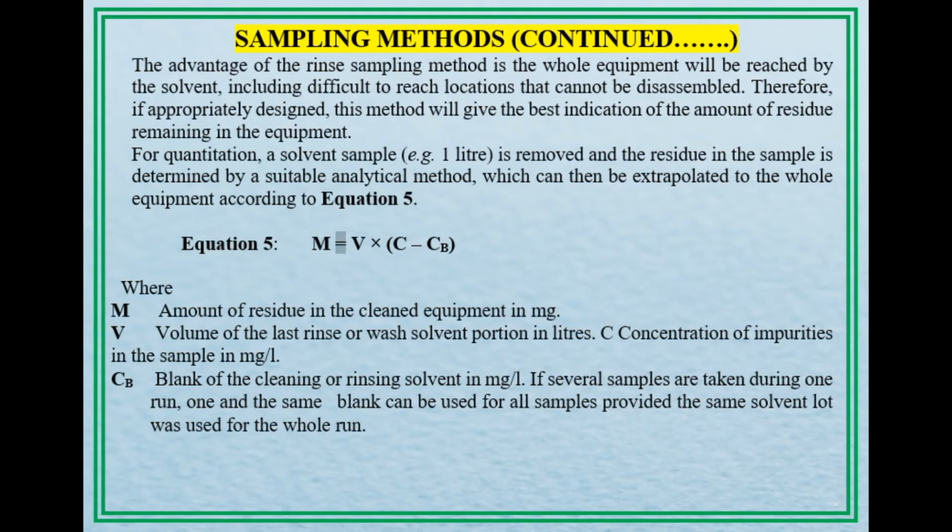Equation 5: M equals V times (C minus CB), where M is the amount of residue in the cleaned equipment in mg, V is the volume of the last rinse or wash solvent portion in liters, C is the concentration of impurities in the sample in mg/L, CB is the blank of the cleaning or rinsing solvent in mg/L. If several samples are taken during one run, one and the same blank can be used for all samples provided the same solvent lot was used for the whole run.